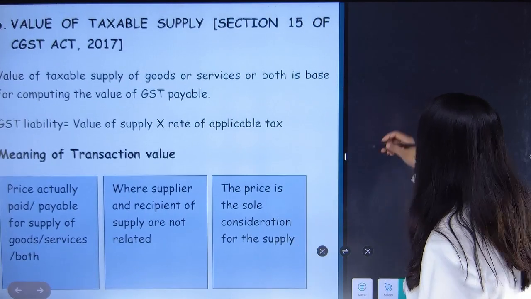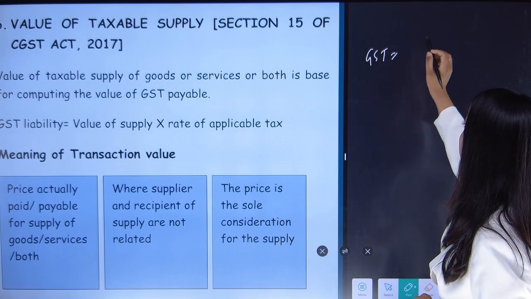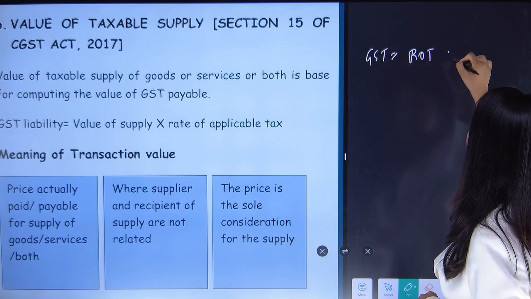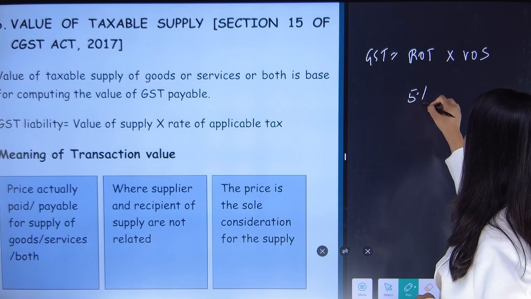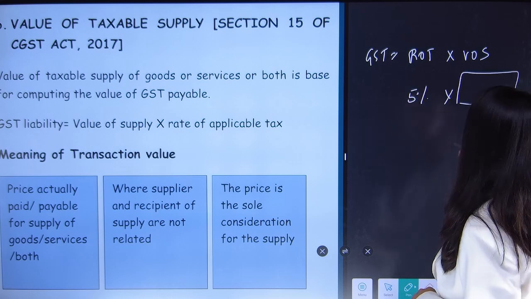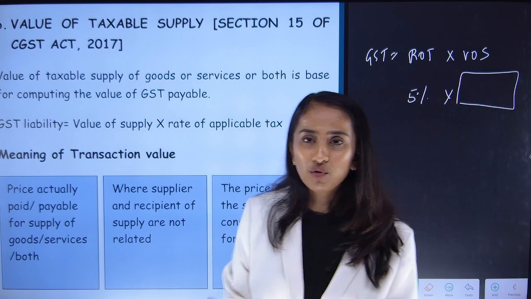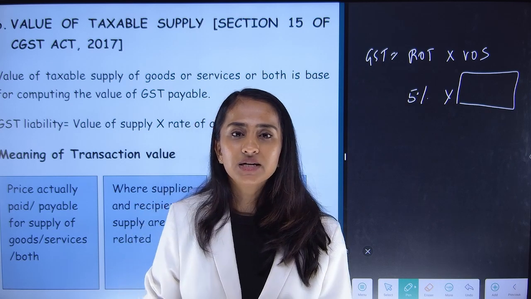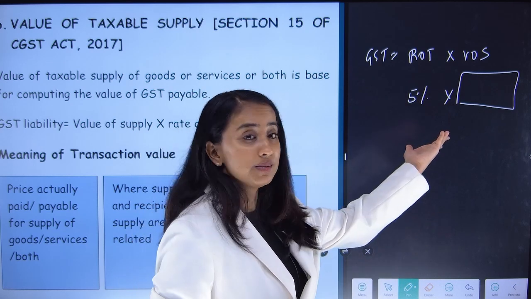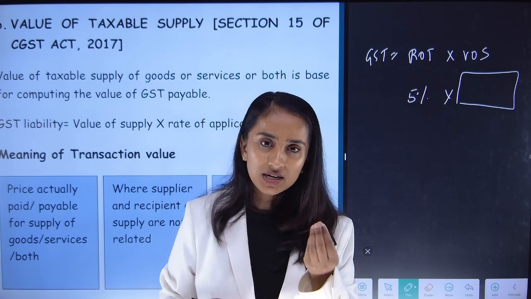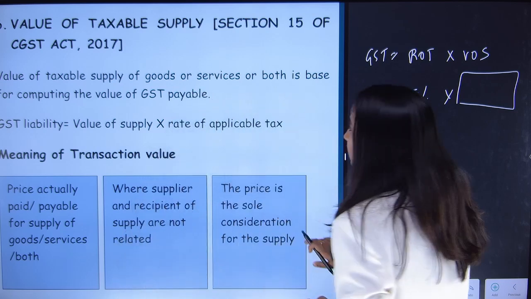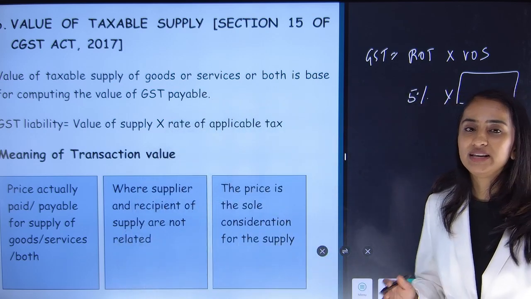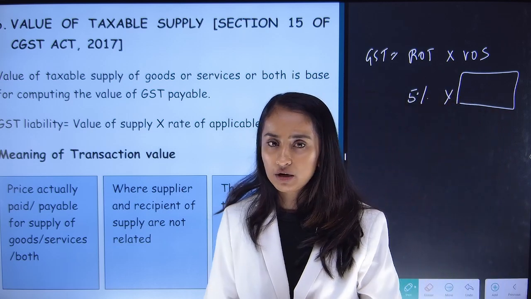So GST is equal to rate of tax into value of supply. I told you there will be many rates. Let's say this is 5% rate. On what amount are you going to charge GST? That is the value of supply. Simple. You are going to charge the rate, but on what amount? That is your value of supply. So we have moved to the next part, Part B of the chapter, that is value of supply.